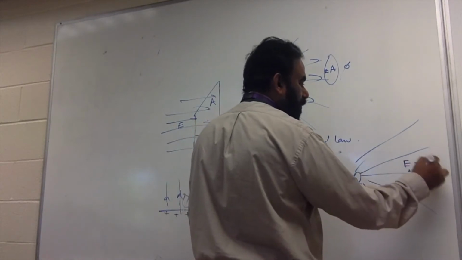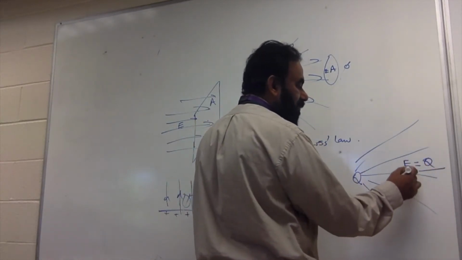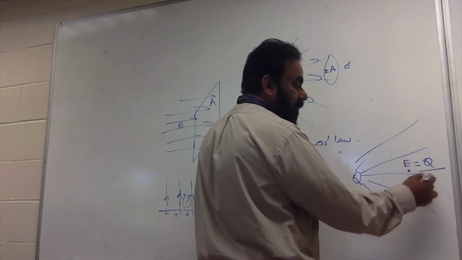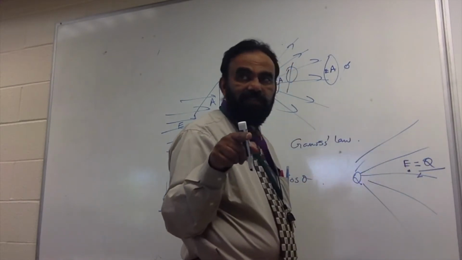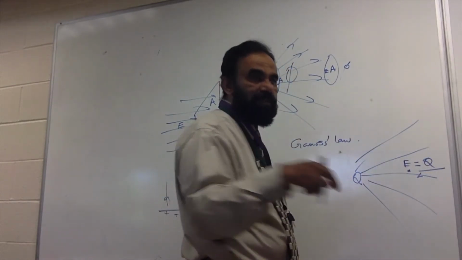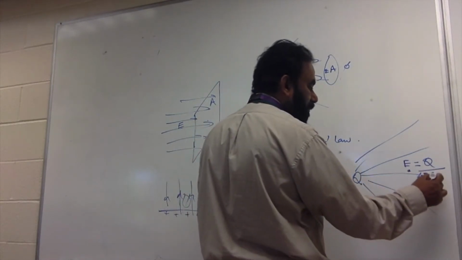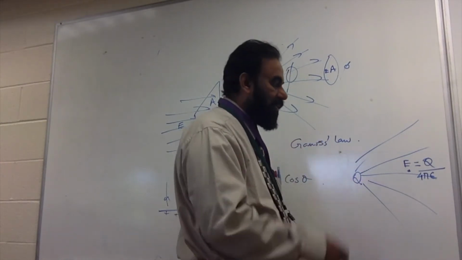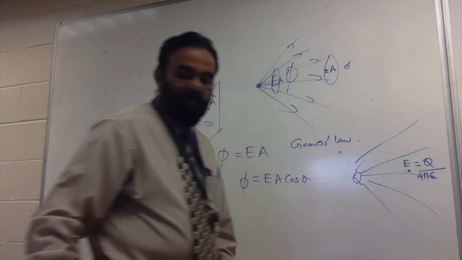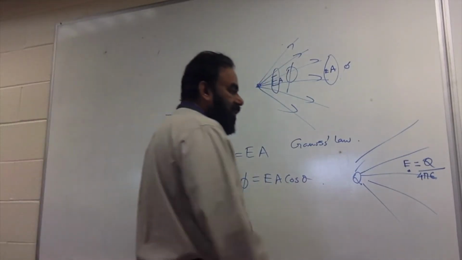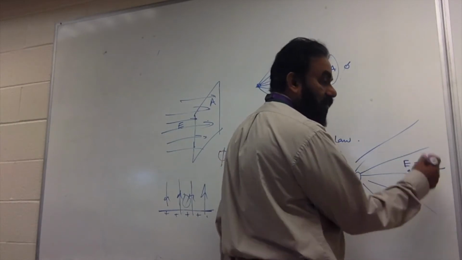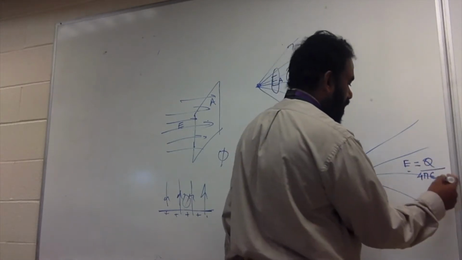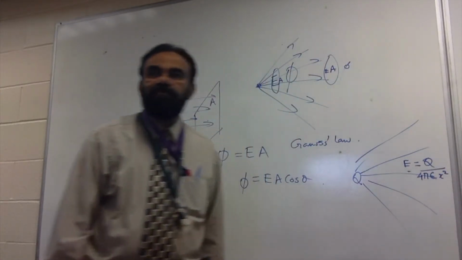What's the original? Q divided by 4 pi epsilon, because K is 1 over 4 pi epsilon. It could be epsilon naught or epsilon. So Q over 4 pi epsilon, and what's the other one? The distance squared, correct? That is your equation for E.